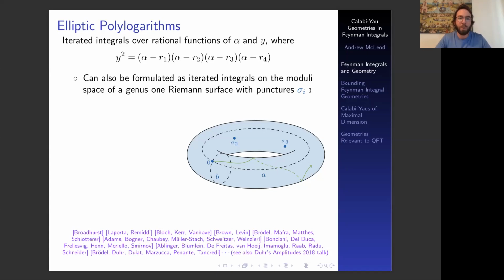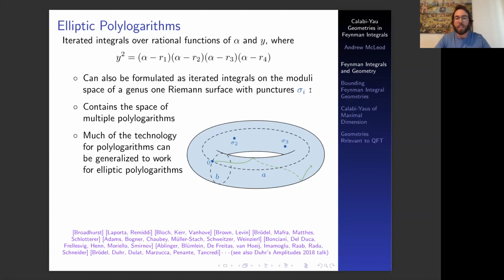And so this first obstruction to thinking in terms of multiple polylogarithms naturally gives rise to a generalized space of elliptic polylogarithms, which are now iterated integrals over rational functions of both alpha and y, where again, y is just this auxiliary parameter which satisfies this relation. And these types of integrals can also be formulated as integrals or iterated integrals on the moduli space of genus 1 Riemann surfaces, again with punctures like we had in the genus 0 case.